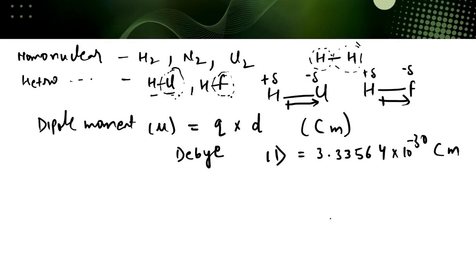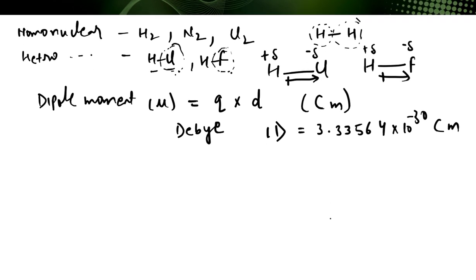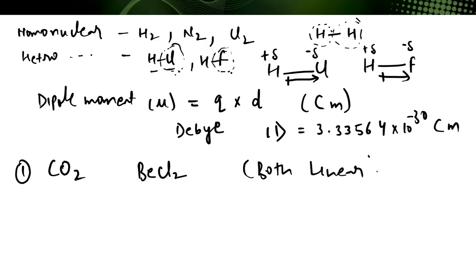Let's do some examples. First we will start with carbon dioxide, or maybe BeCl2, both linear. We are starting with the linear molecules.